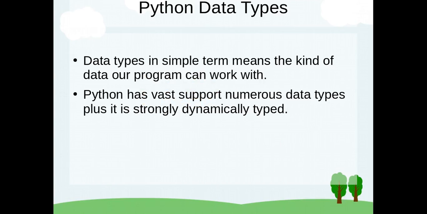In today's video series, we will be looking at Python data types. With that being said, let me quickly give you a brief and simple definition of what data types are. Data type, in simple terms, means the kind of data our program can work with. It means the type of data our Python program can handle, be it integers, floating point numbers, strings, and the rest of them.